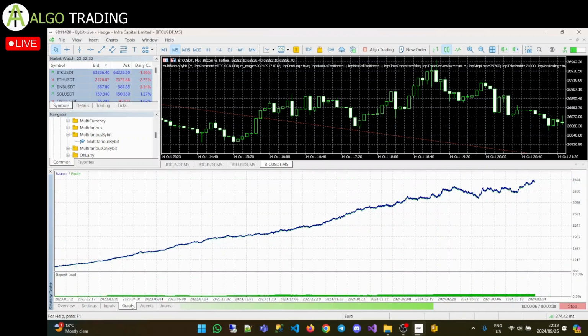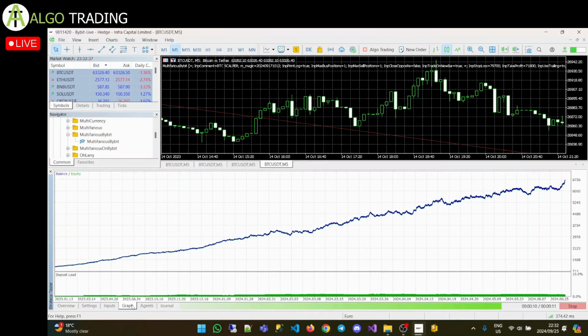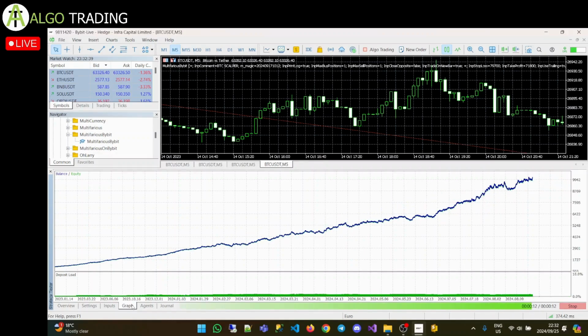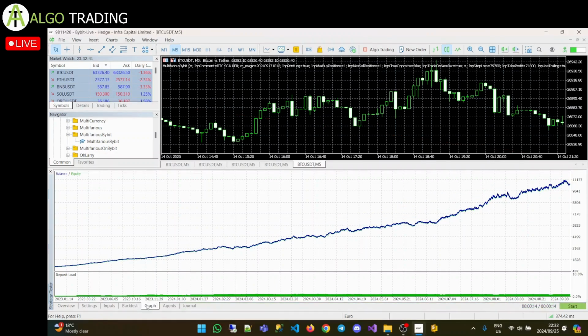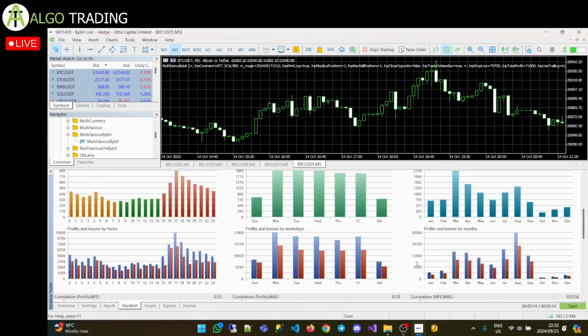And if you look at the graph, the results are so much better. If we go to our back test, we deposited 1,000. We made 9,000. So we made 900%. Drawdown, everything looks decent. So there's a test for you.